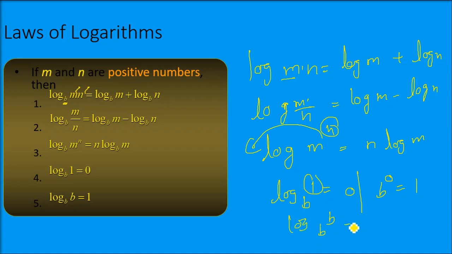Log base b of b, that is, the base and the value are the same. So b to the power 1, what do you get? b to the power 1 is b. Anything to the power 1 is the same number. So log base b of b is equal to 1. These are the laws of logarithm.